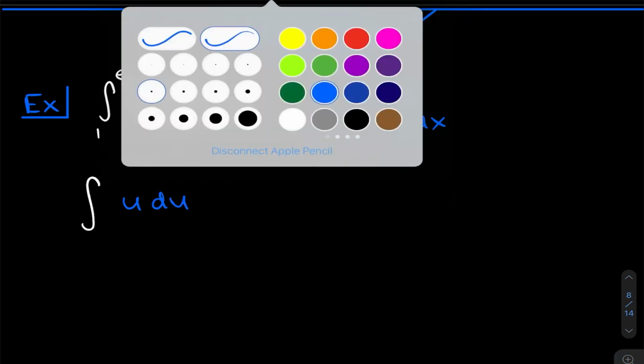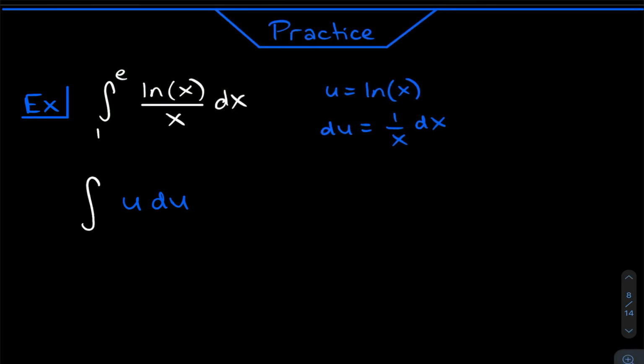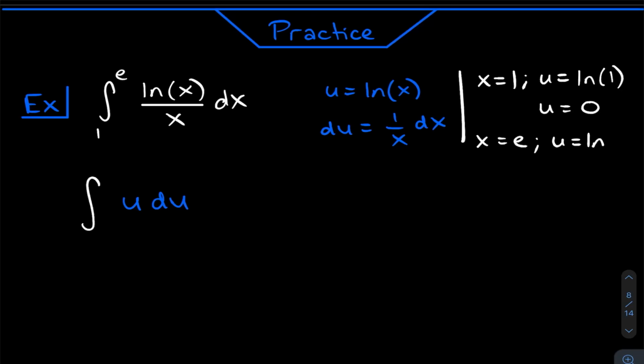Now, what are your bounds going to become? Great question, I'm glad you asked. When x equals 1, u is going to be the natural log of x, which is the natural log of 1, and that's 0. Then when x equals e, u would then equal the natural log of e.